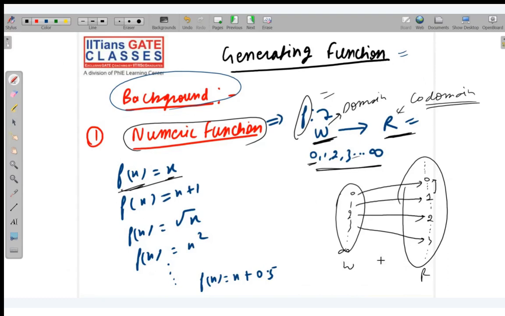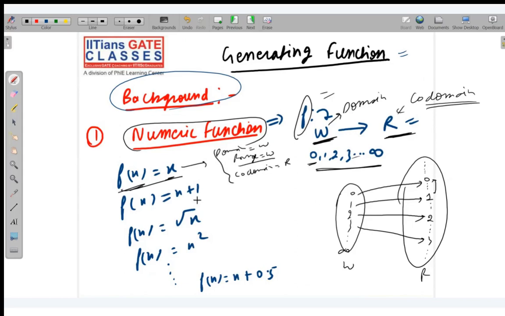So what is the range? Range means these numbers which are mapped, so a subset of the codomain. So the range will be whole numbers only. The range of this function will be W. Domain is W, and codomain is the real numbers. This is for f(x) = x.